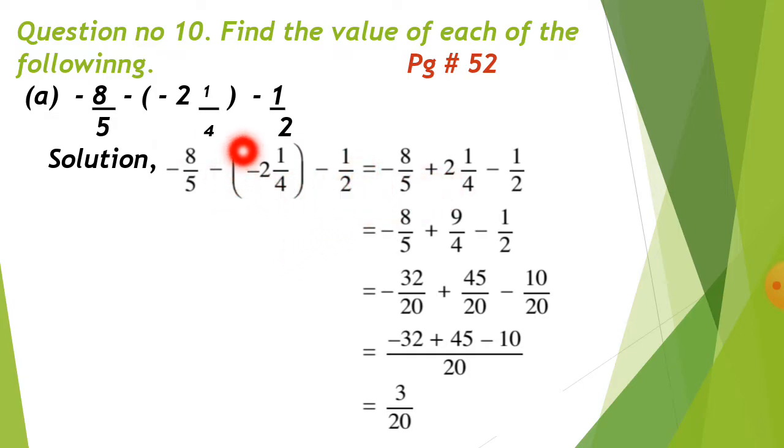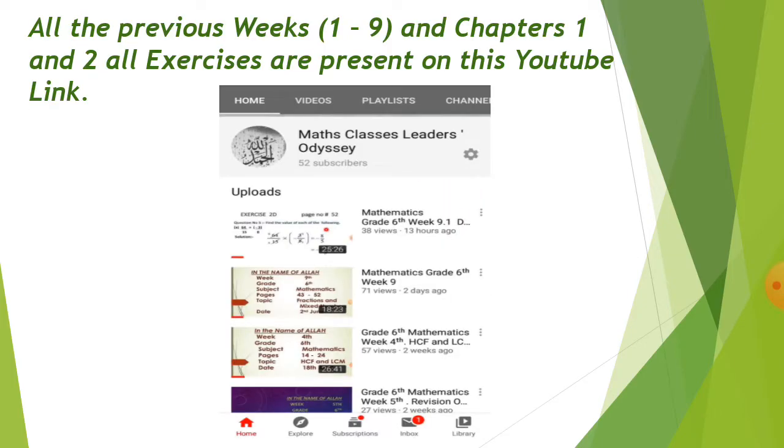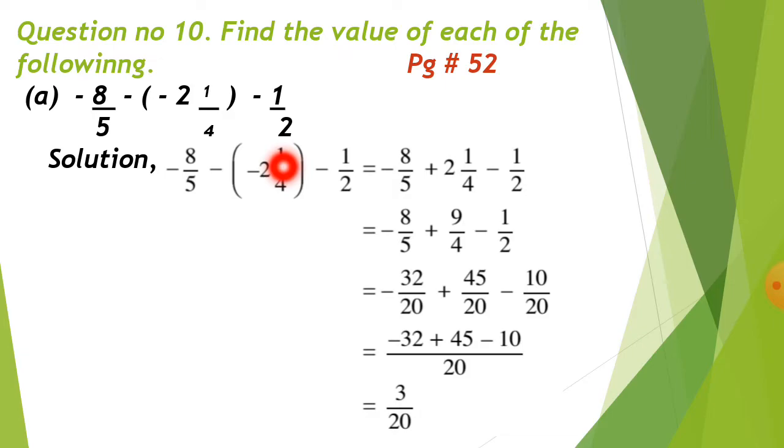Let's start it. First of all, we have to remove these bracket signs. For these we have to multiply both signs, minus and minus. Minus will be plus. These additions and subtractions, we have done at the start of chapter number 2. This video is also present on the YouTube channel in the link that I have sent, so you can watch it over there as well. Minus will be plus. It will be minus 8 over 5 plus 2 into 1 over 4 minus 1 over 2.